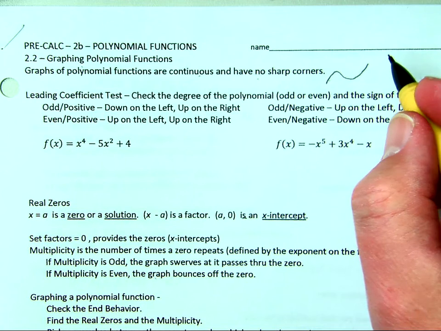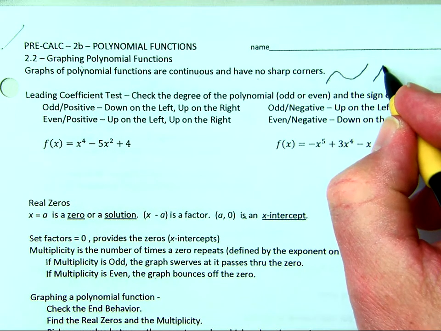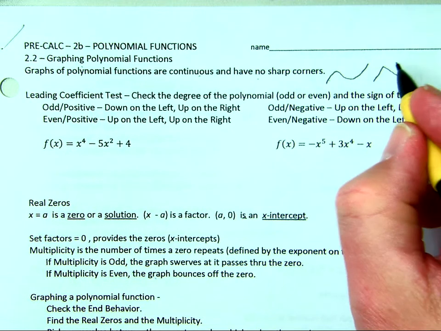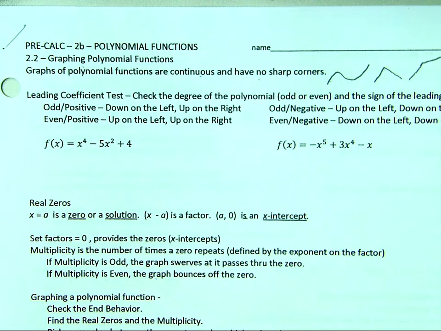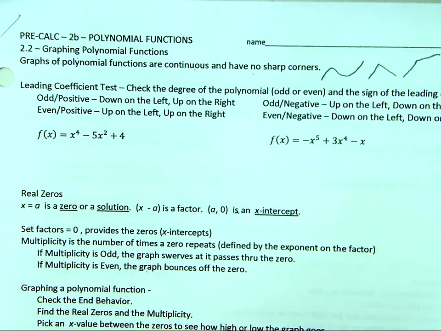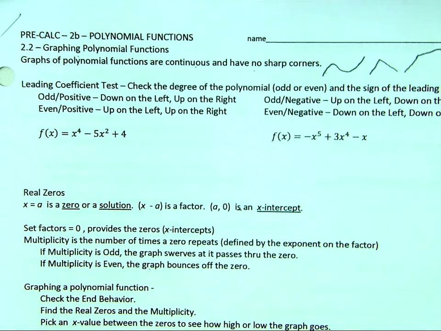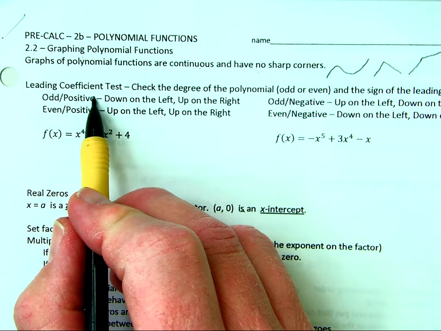No sharp corners means everything is smooth, so you can't have anything that looks like that. That's a sharp corner. Even that is a sharp corner. So no sharp corners. Now, when you're graphing, you want to look for some hints because you're not going to be able to graph the whole thing, and they're not uniform like a parabola is or anything. So one of the things you do is the leading coefficient test.